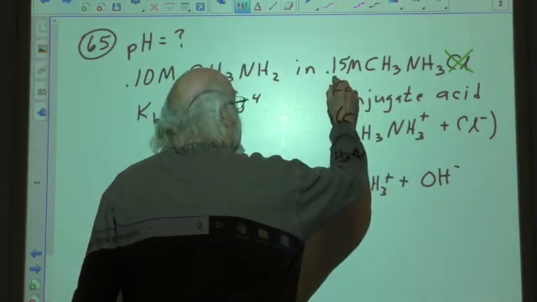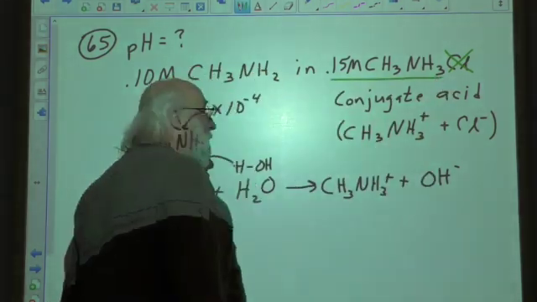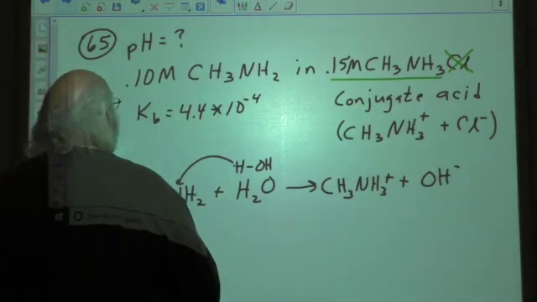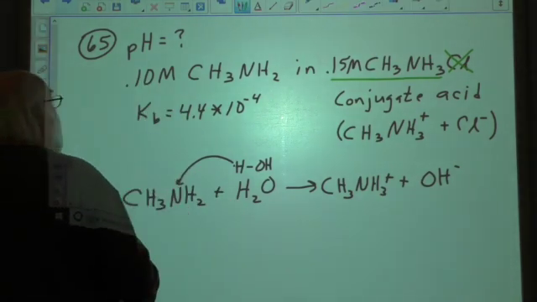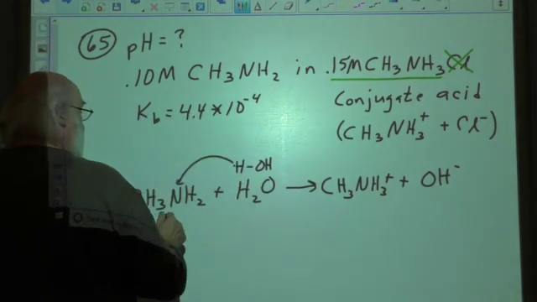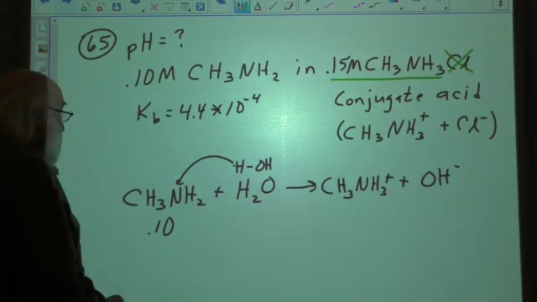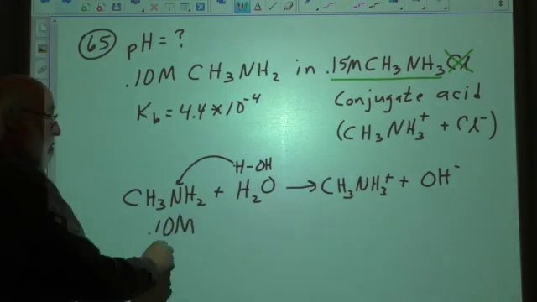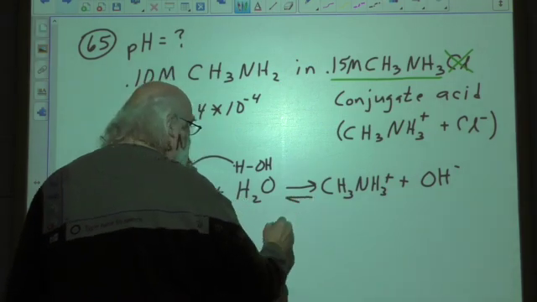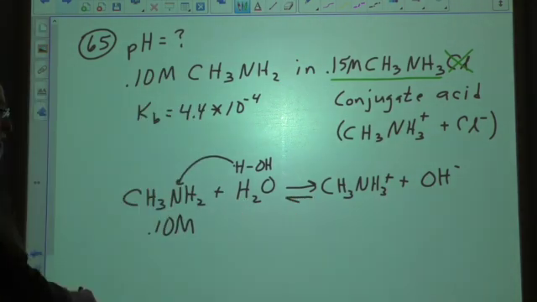So this becomes 0.15 molar CH3NH3. Okay, this is 0.10, so this would be 0.10. Now we put that down there, and I got a single arrow, and I gotta tell you, I really screwed up on that one. That's a double arrow because that's a weak base, so that should not be a single arrow. So double arrow, that's actually a single arrow up there if you wrote the equation out for that.